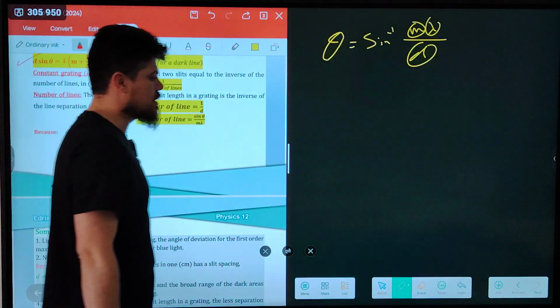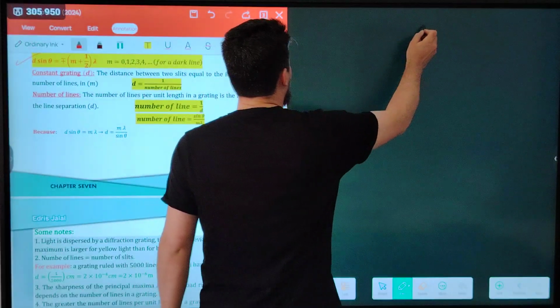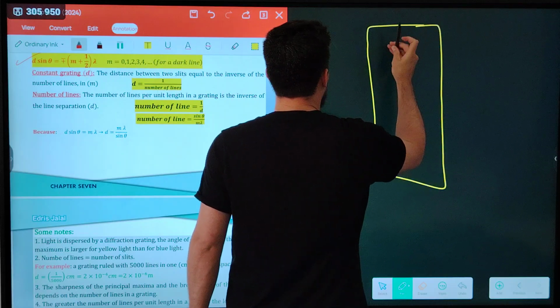Grating constant, what is the grating constant? The distance between the slits. The distance between what? The distance between the slits.